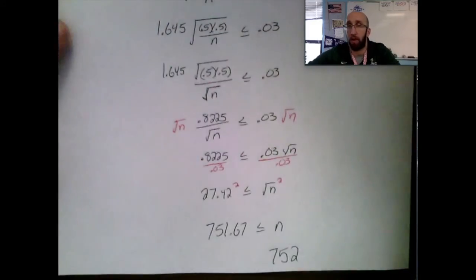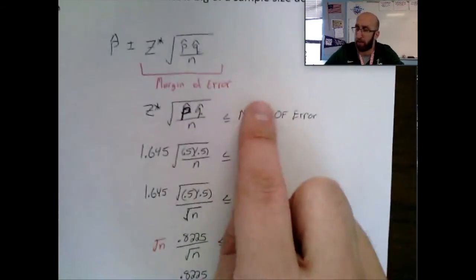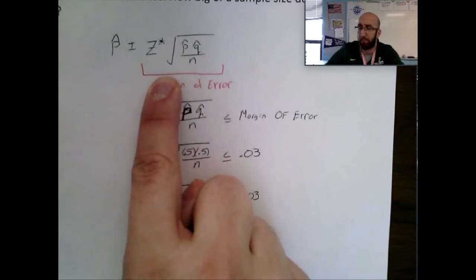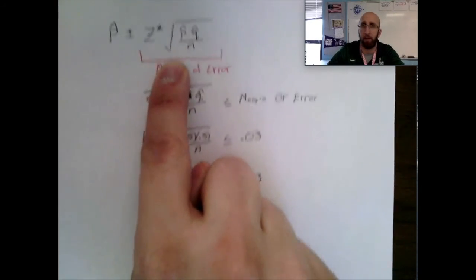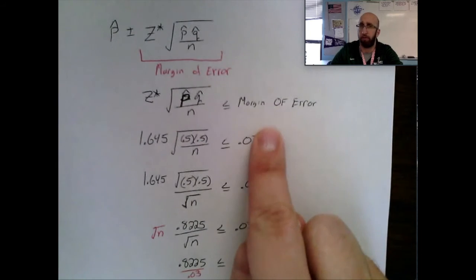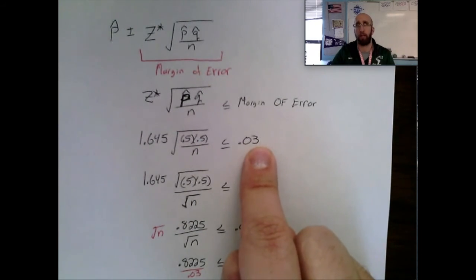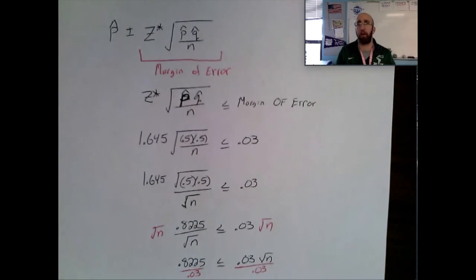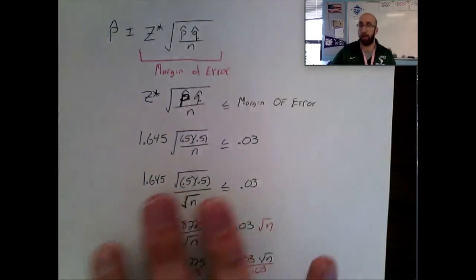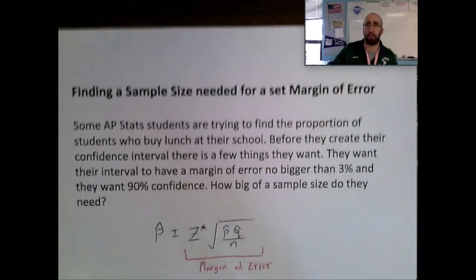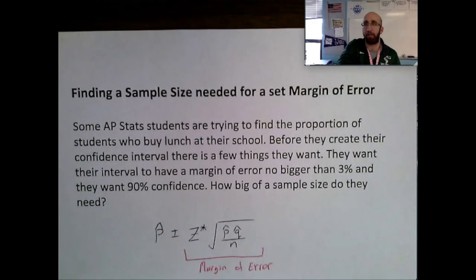Okay, so again, quick recap here. You're looking at the back end here, the margin of error. Set it less than or equal to whatever margin of error they want, and then you're off to solving the inequality. Use a 0.5 for p hat if you don't know it. If you have information that they want you to use for p hat already, use that. And that was finding a sample size needed for a set margin of error.